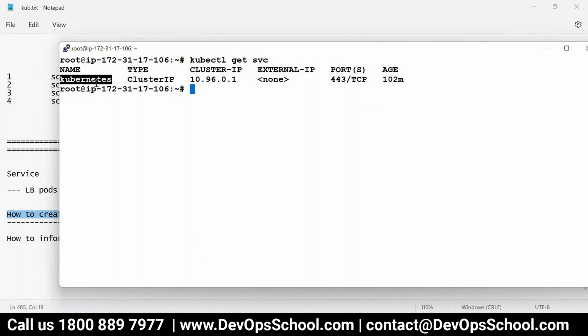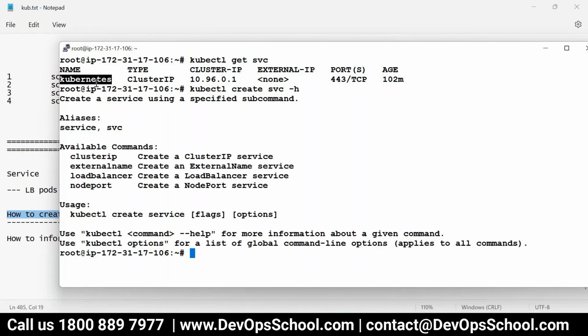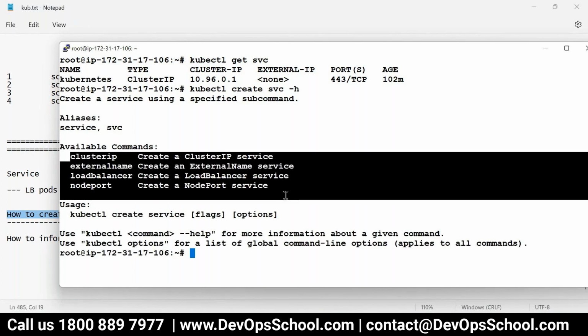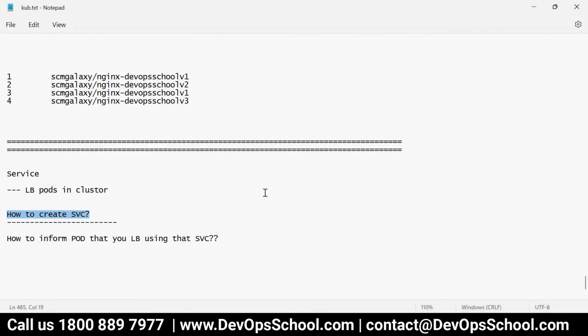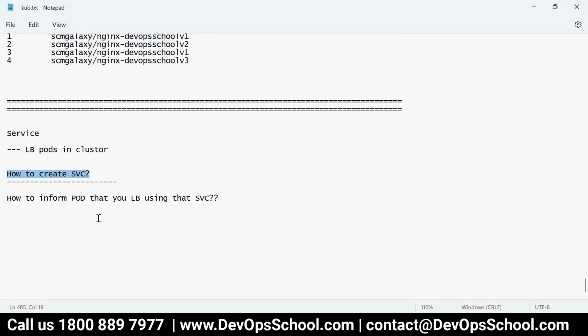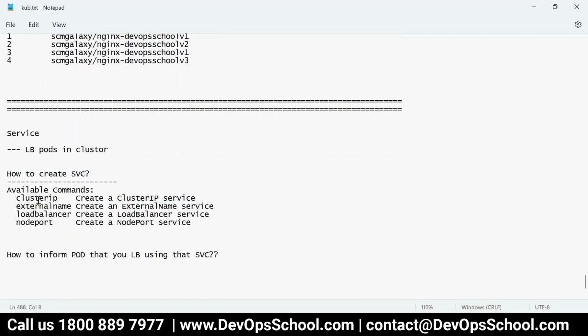But coming back to this, how to create a service? kubectl create -f svc. No, sorry, svc -h. So here, this is the one. Now, guys, when you go and see that, you will see these are the four types of service which you have. Then you will say, Rajesh, what is this all about?